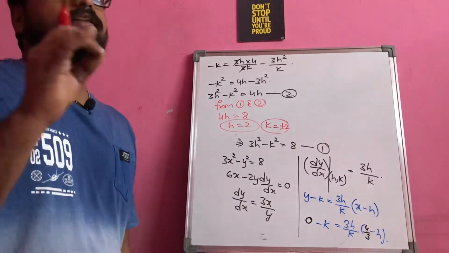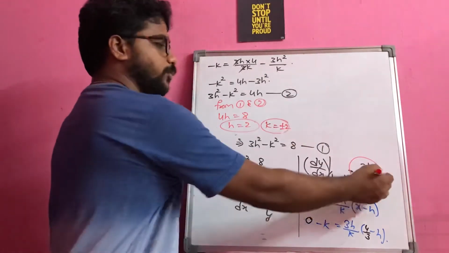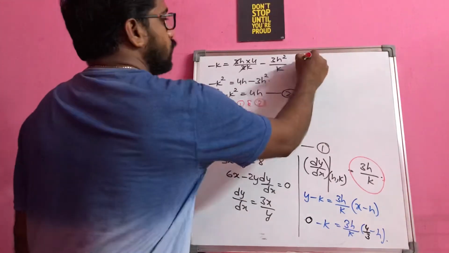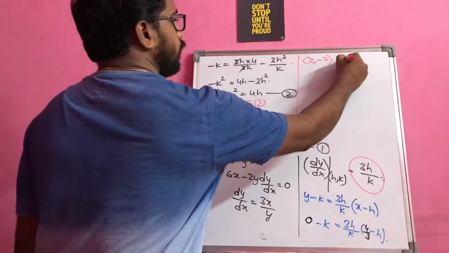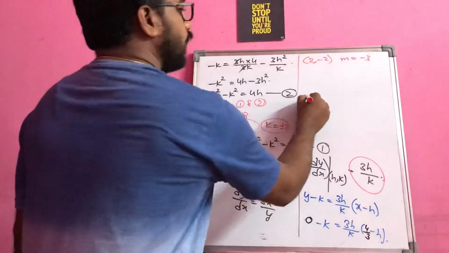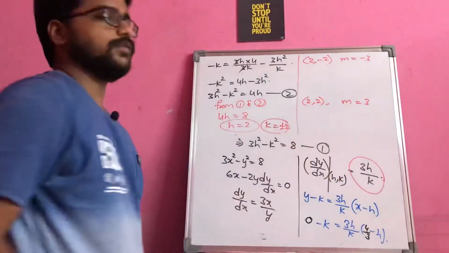Now you can find the equation of a tangent, because slope we know, and even the points we are aware of now. So the first point is 2 comma minus 2. Correspondingly slope will become minus 3. Is it correct? And another point is 2 comma plus 2 I can take. Corresponding slope will be m is equal to 3.